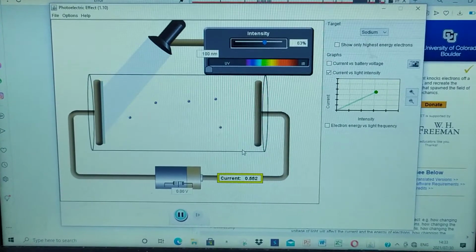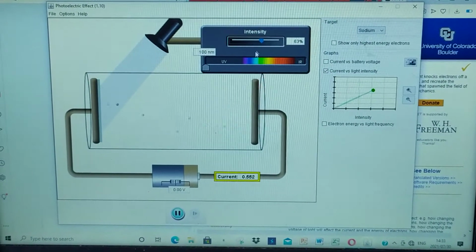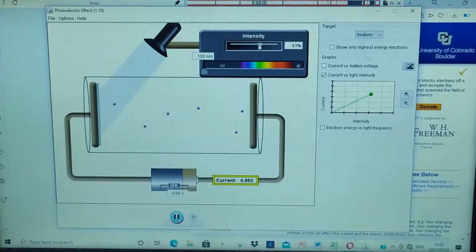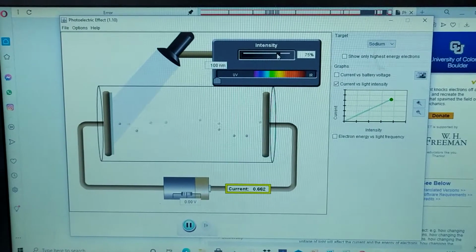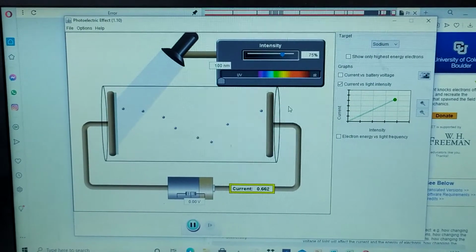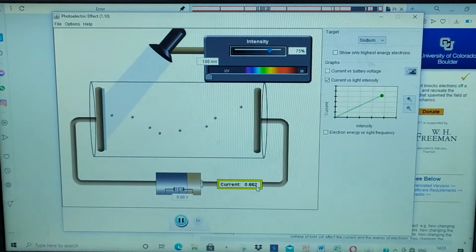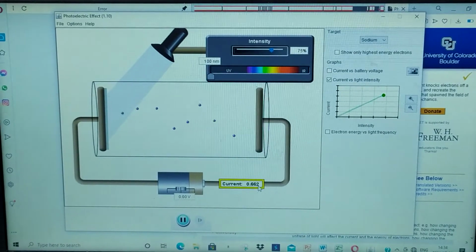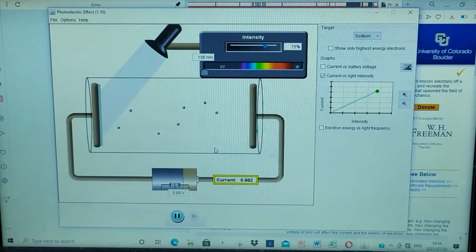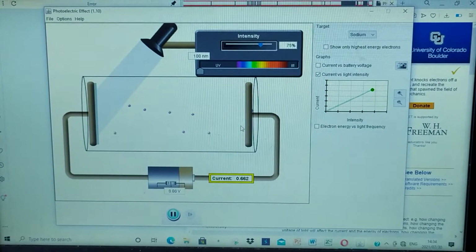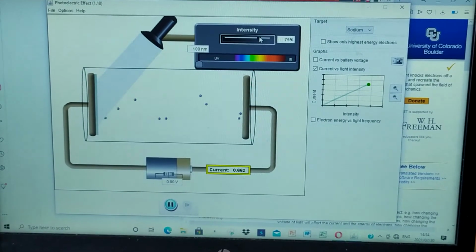The number of photoelectrons being removed also increases, but the velocity remains constant. When we increase the intensity of light again to 75%, the current increases to 0.662. The number of photoelectrons increases, but the velocity or the kinetic energy remains constant.